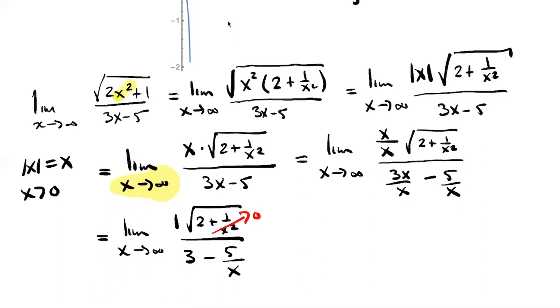x squared is going to go to 0. 5 over x is going to go to 0. And then using limit properties and the continuity of square root, what do we get? In the numerator, we get the square root of 2. And in the denominator, we get a 3.